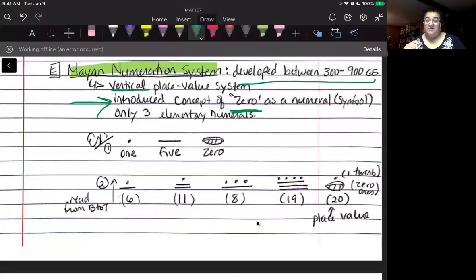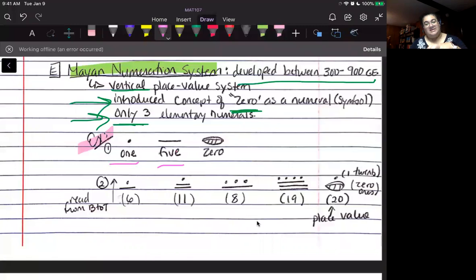And they also really minimized their symbology because they brought it down to only three basic elementary symbols or numerals. And here they are. Here are our three basic ones. We have the dot that stands for one, the horizontal line, which stands for five, and what looks like a shell, I think it's meant to be a seashell, that represents zero.